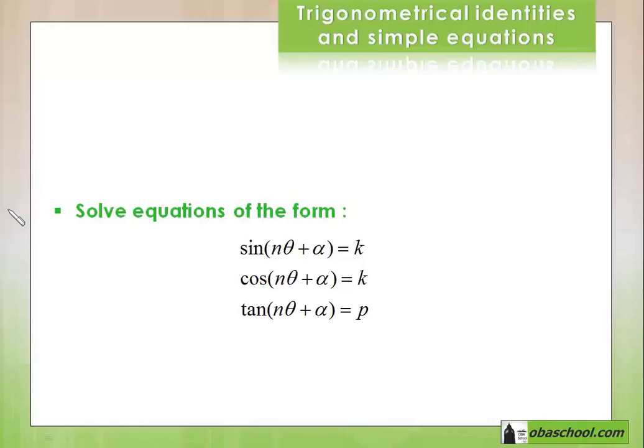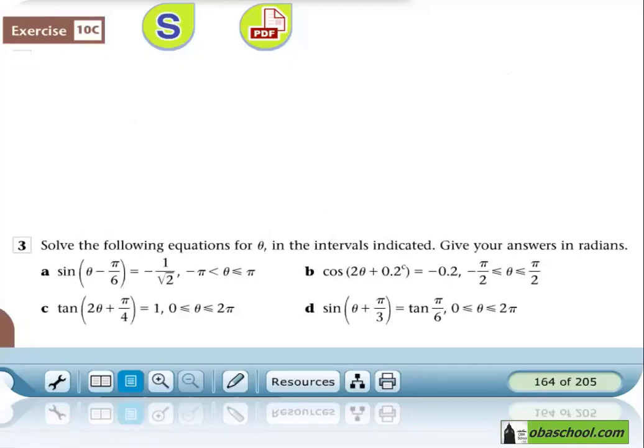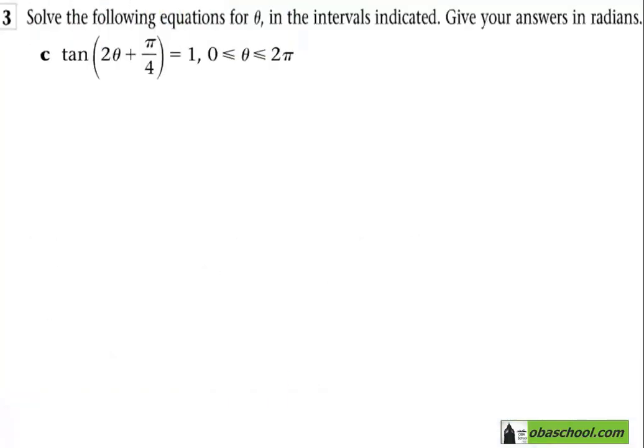We are going to solve equations of the form tan(θ + α) = b. Look at exercise 3. We are required to solve the following equations for theta in the intervals indicated. Give your answers in radians. We are going to solve part C: tan(2θ + π/4) = 1, where θ is between 0 and 2π.